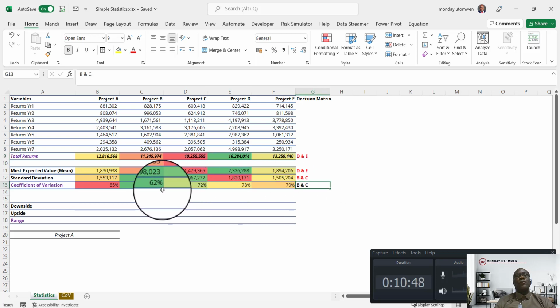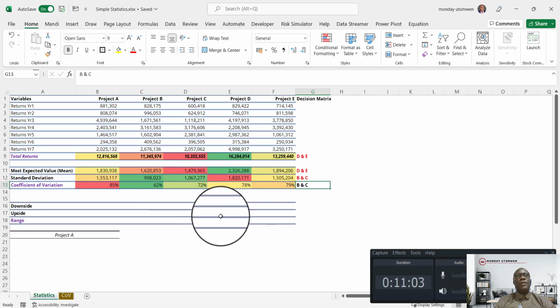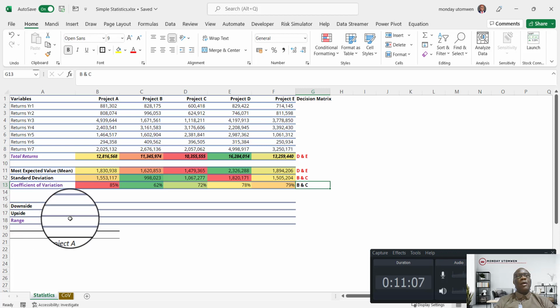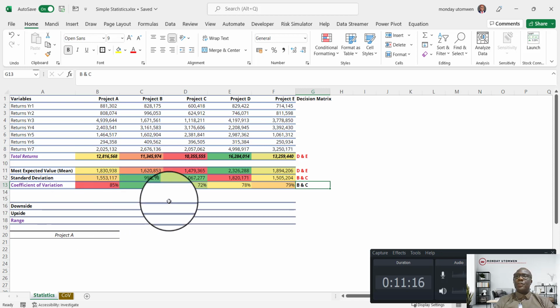So you can see right from the beginning to this stage, we're able to conclude that the best projects for the company to invest in, in order of significance, are projects B and C, given the level of risk. Okay, we'll talk about other aspects at a different point in time, but this is just using Excel to do some risk quantification. See you next time. Cheers.